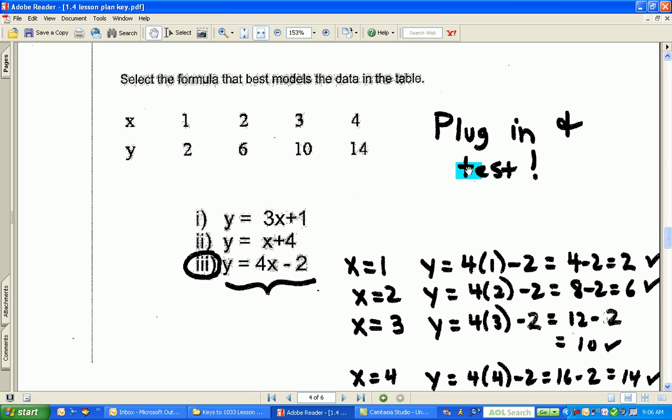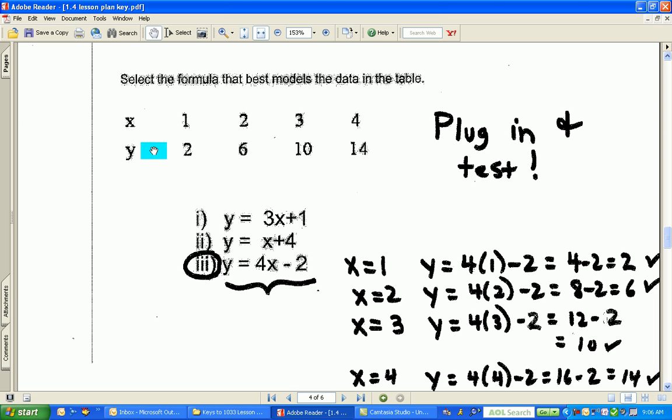Now, in this particular problem, you can see from the lesson plans that the correct answer is choice 3. But here's how you know. When you look at this table that you're seeing, x is a list of numbers that goes across the very top row. And we have the numbers 1, 2, 3, and 4. Y is a set of numbers that goes directly under it, 2, 6, 10, and 14.